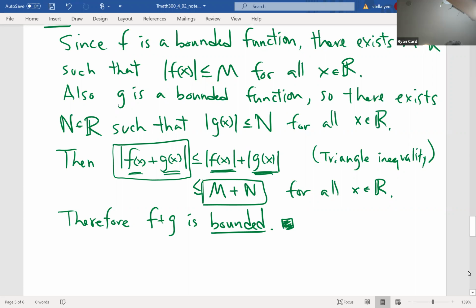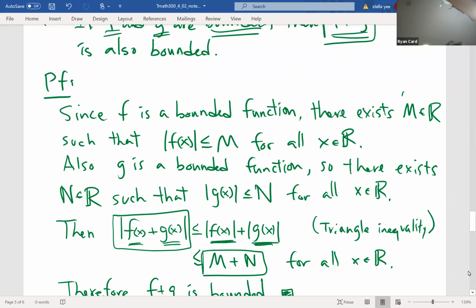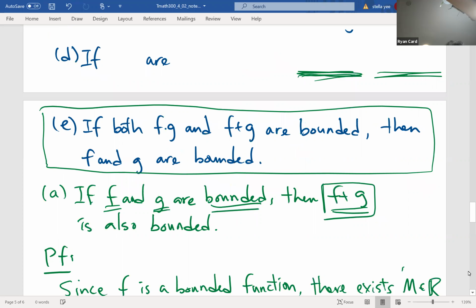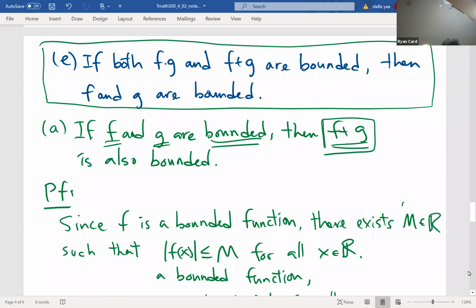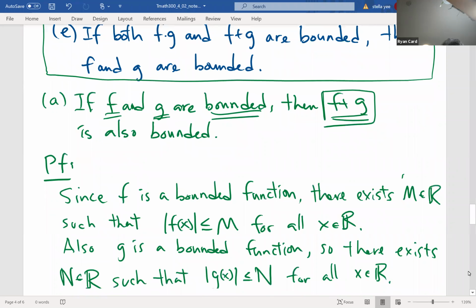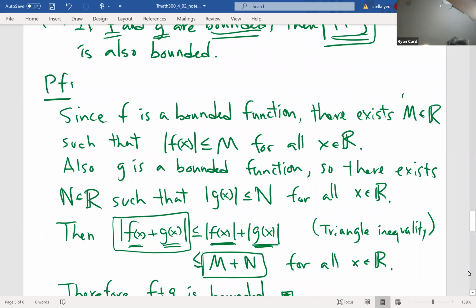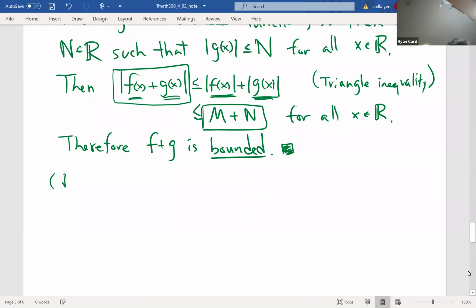Okay. I also promised you I was going to show part D. Part D is about if the product is bounded, then the factors f and g are bounded. So this is a false statement. Maybe I can prove that. If you want to show that some rule is false, all you have to do is come up with one example, one counterexample where it fails.